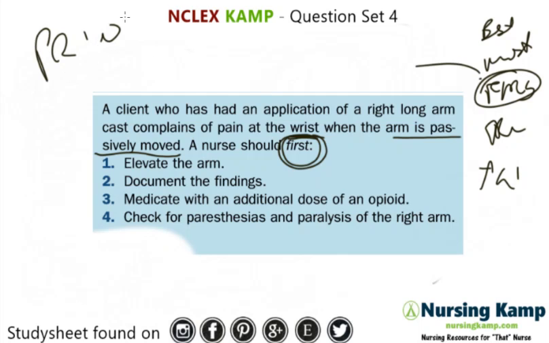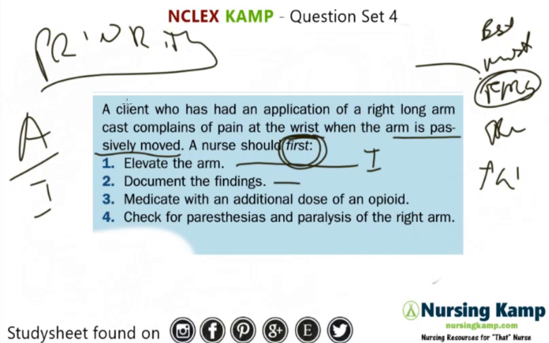Okay. So what should I do first? Well, nursing process states assessment before implementation. So let's go. All right, so we are going to elevate the arm. That's an implementation. Document findings. Well, this is a priority question.